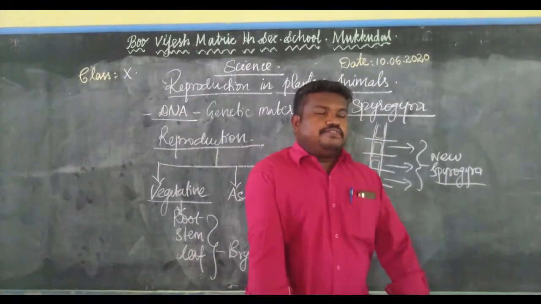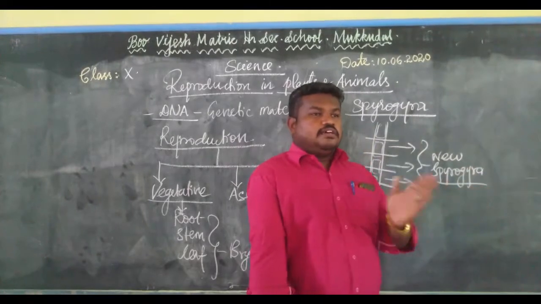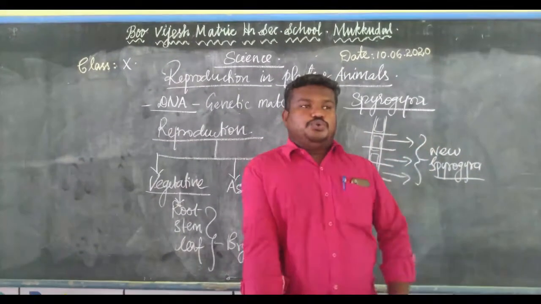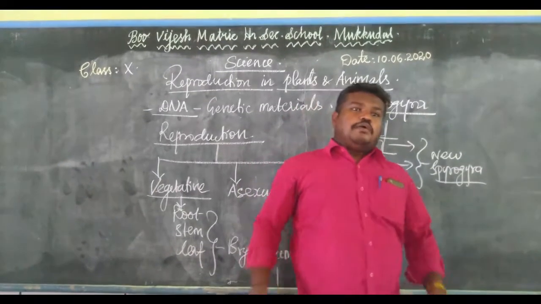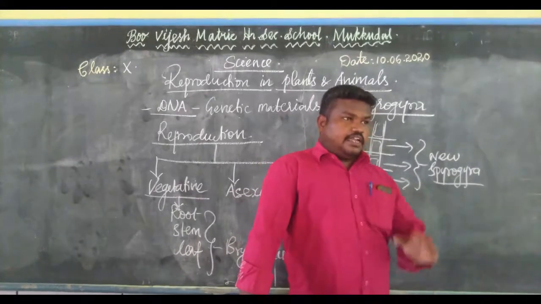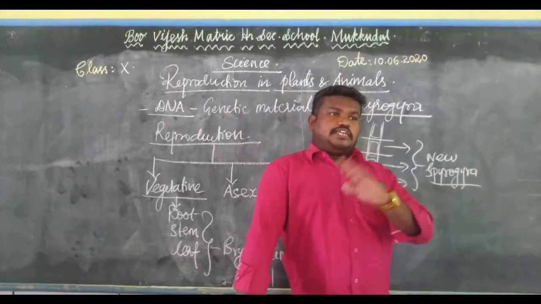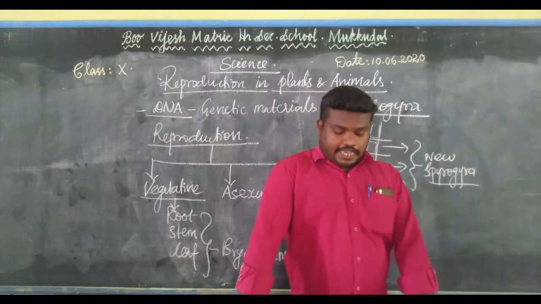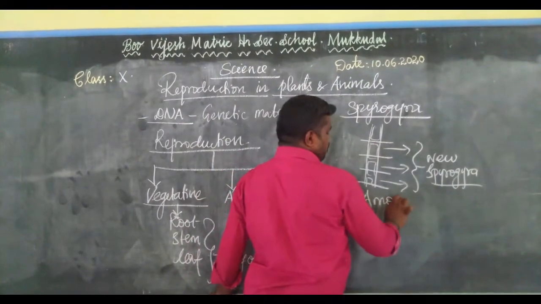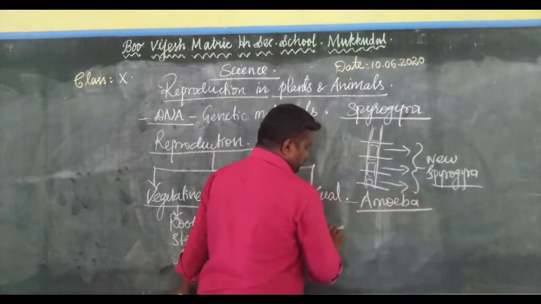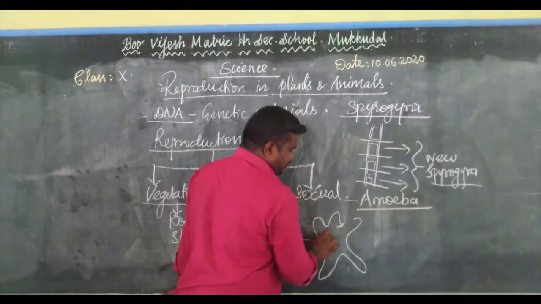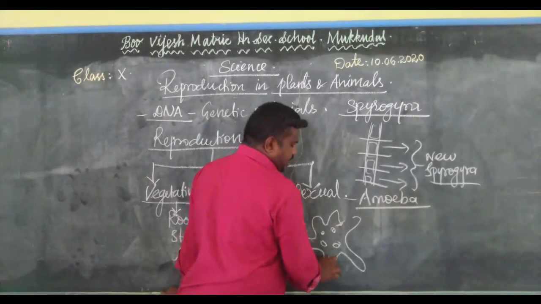Then fission. Fission means division. The body divides into two daughter cells or many daughter cells. That is known as fission. Every part or daughter cell produces young ones. For example, in amoeba. What is the shape of amoeba? It is an irregular shape.